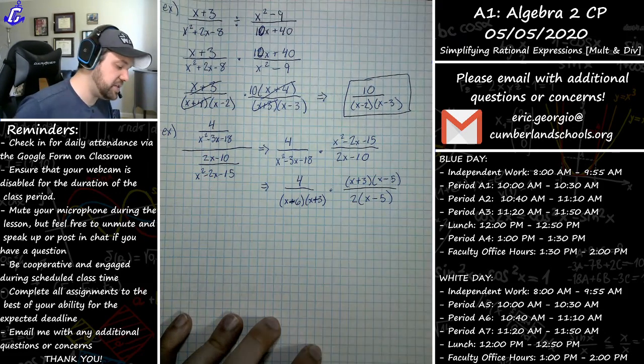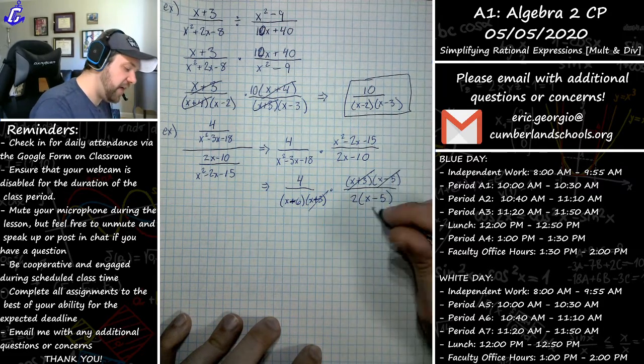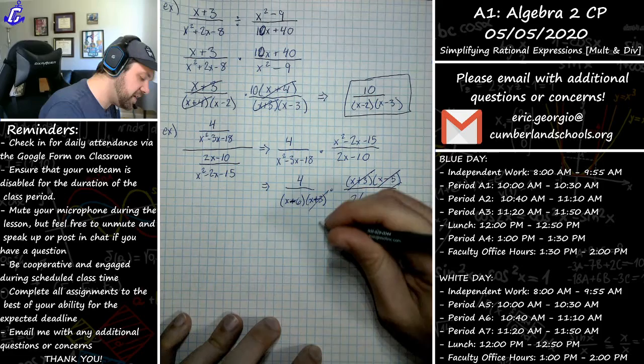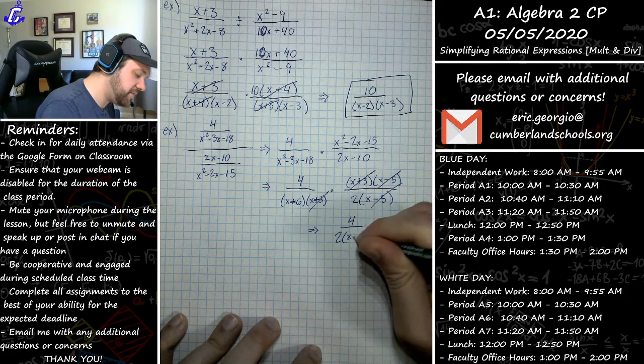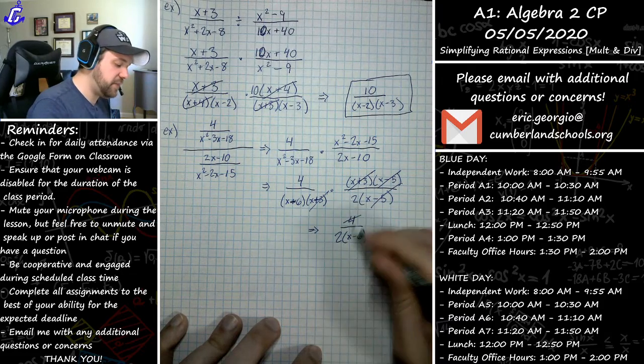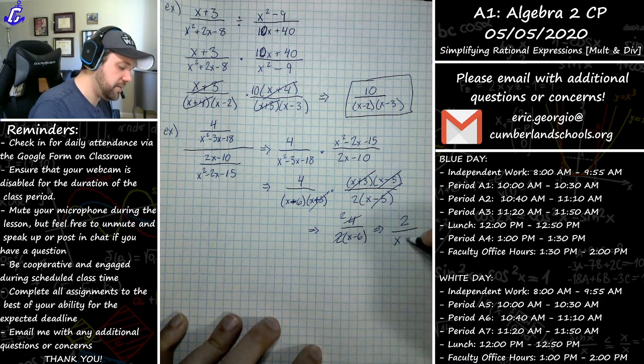If we take out a little GCF, bam, look what happens. x plus 3 over x plus 3 goes away. x minus 5 over x minus 5 goes away. This is going to come out to be 4 over 2 times x minus 6. We can, of course, reduce this by a factor of 2 and rewrite this as 2 over x minus 6.